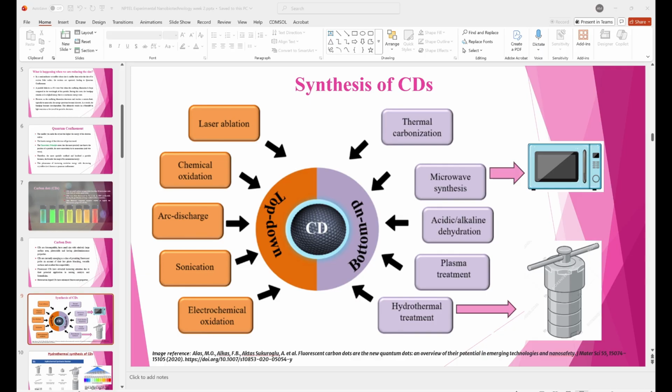And do you know what is thermal carbonization? Yes, correct. You're making the carbon dot from benzene. Separately, you can dope with any material: you can dope with nitrogen, sulfur, phosphorus, or boron, basically to increase the quantum yield.